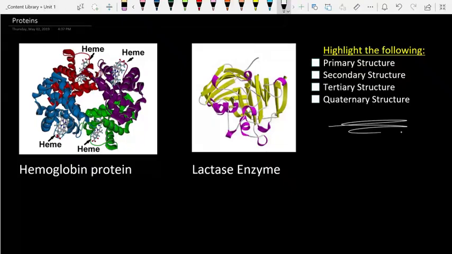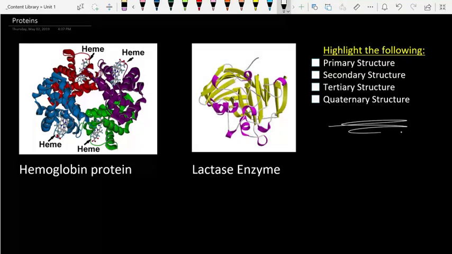If the shape is modified just a little bit, then maybe it couldn't bind to the sugar. Maybe it couldn't bind to lactose. Or maybe it could bind, but it couldn't stress it enough to break that bond, right? Shape is so very important when it comes to proteins. And that's why we spend all of this time talking about primary, secondary, tertiary, and quaternary structure.